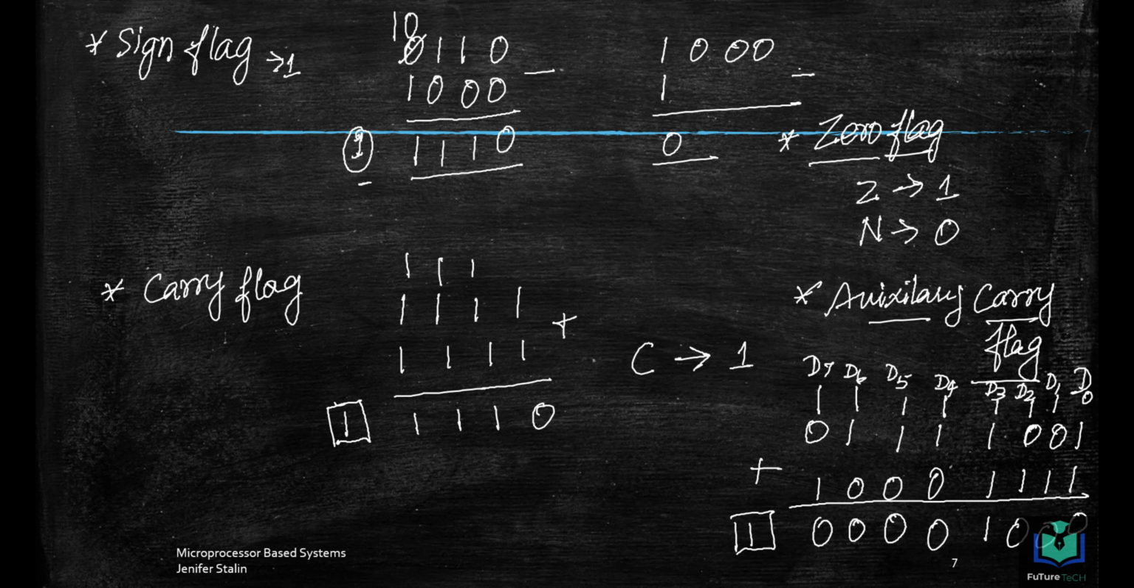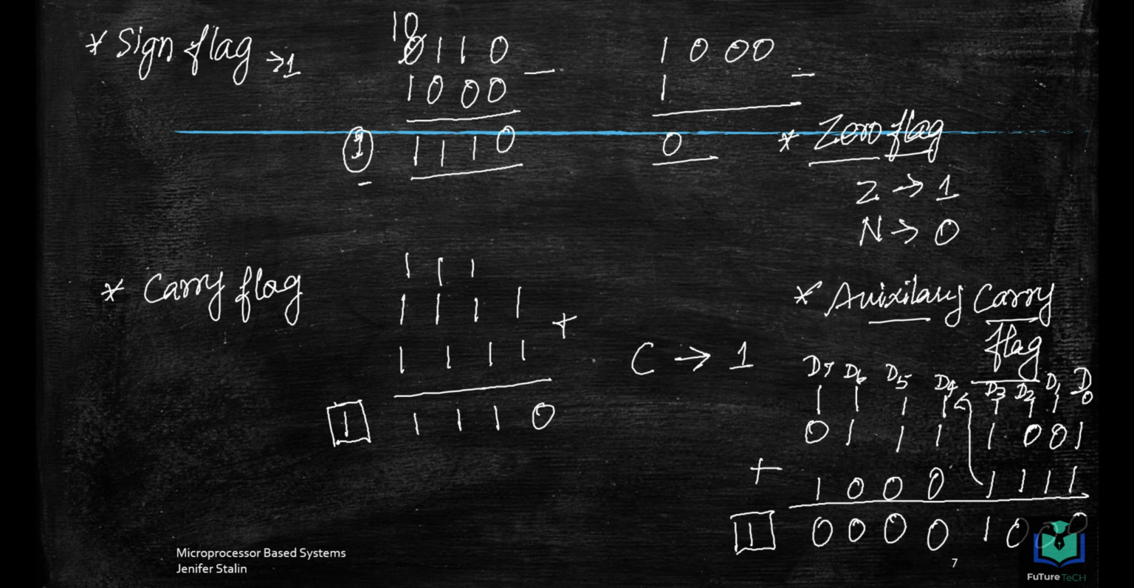So if there is a transition of carry from D3 to D4, it is happening, right? So 1 1 1, it becomes 1 1, right? So 1, and the carry is being forwarded here, so it becomes 1 and 1, right? So if there is a transition of carry from D3 to D4, the auxiliary carry flag is set. Otherwise, it is reset. In the case of not carry forwarding to D4, the auxiliary carry flag will be 0. In the case of forwarding the carry to D4, the auxiliary carry flag will be set.